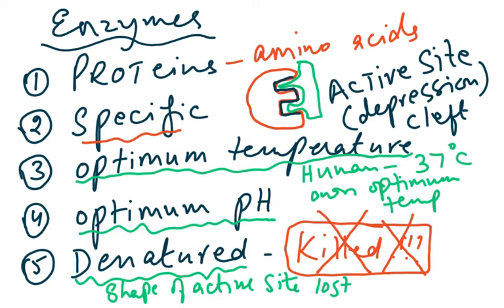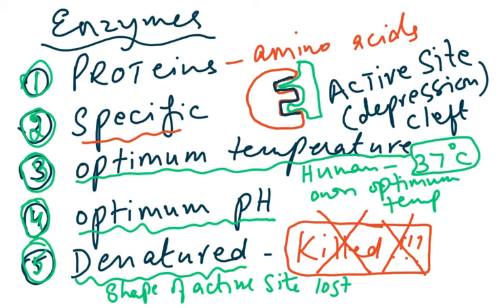So we say, number one, enzymes are proteins. Number two, enzymes are specific. Number three, every enzyme has its own optimum temperature. Number four, every enzyme has its own optimum pH. And then we talk of enzymes being denatured at temperatures above their optimum. So if an enzyme has an optimum temperature of 37, it'll probably be denatured at 50. If an enzyme has an optimum temperature of 100, it'll probably be denatured at 130.